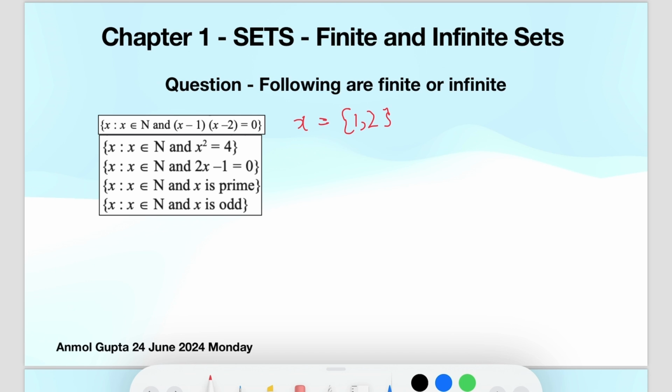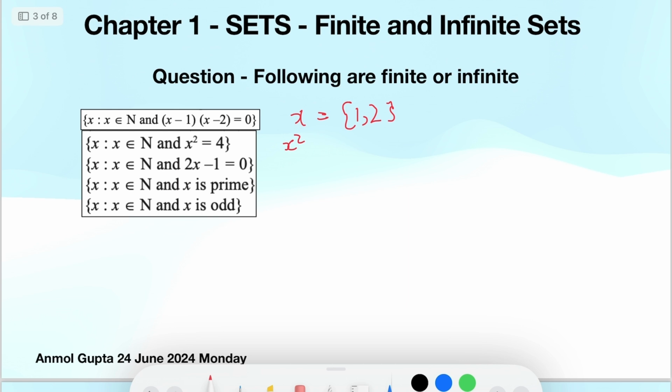X such that x belongs to natural numbers and x square is equal to 4. If we solve this equation, x square is equal to 4, we get x is equal to plus minus 2. Since x is a natural number, in roster form it can be written as only 2. So this is a finite set.